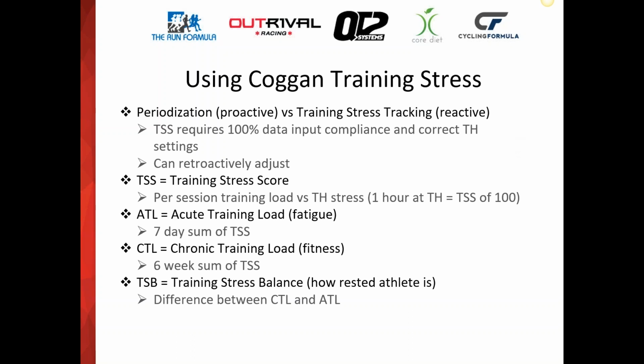So just as a reminder, when we look at Kogan's approach to training stress management, which is basically the performance management chart and feature on TrainingPeaks, this is a reactive way to track training stress. The way that QT2 has always approached the ability to track training stress is really through proactive periodization. So one is very proactive in nature. The other one is a little bit more reactive in nature. It doesn't mean you can't be a little bit proactive, which I'll go over later here in this presentation. You can be a little bit proactive with training stress management using the Kogan methods, but in general, it's more of a reactive approach.